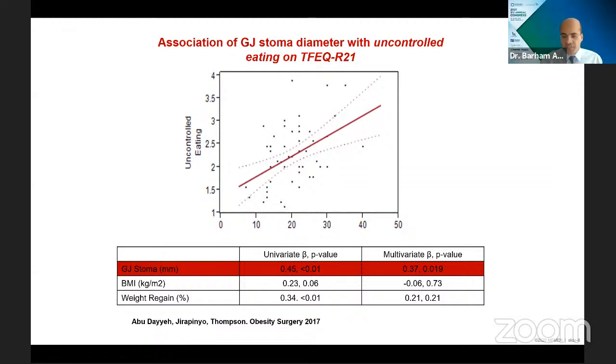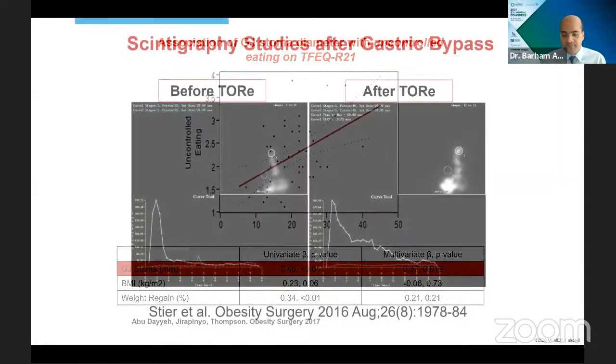And by the way, this result was even corroborated with adjustment for the BMI. So BMI was not a confounder here; it was truly an association between the diameter and the uncontrolled eating domain.